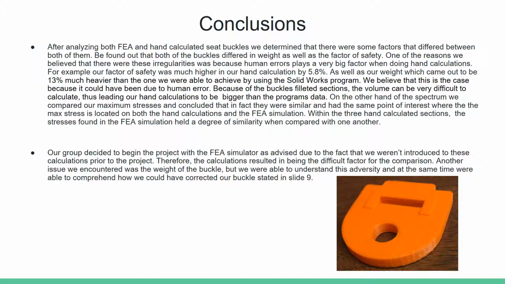After further analysis of both the FEA and hand calculations, we were able to determine that there were some factors that differed between both of them. We found that the buckles differed in weight as well as factor of safety. One of the reasons we believe there are irregularities is human error. For example, our factor of safety was higher than our hand-calculated one by 5.8%, and our hand-calculated weight came out 13% heavier than the one achieved using the SolidWorks program.